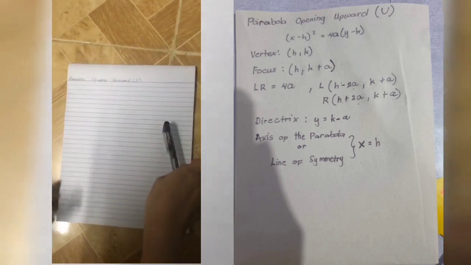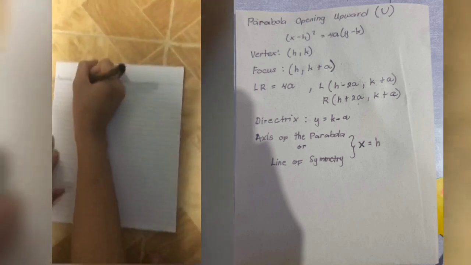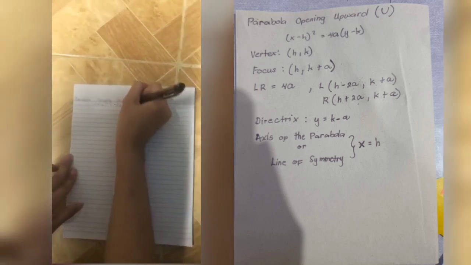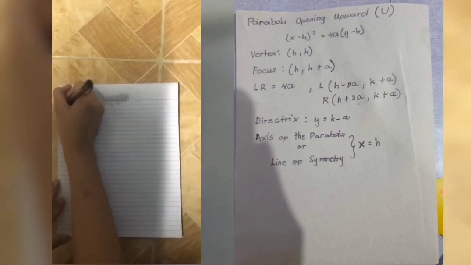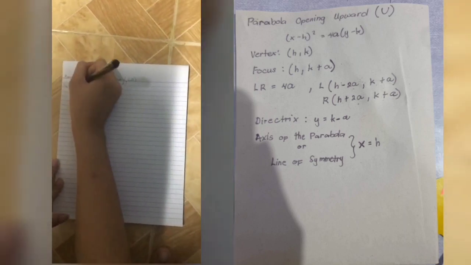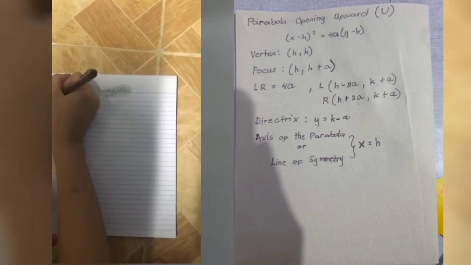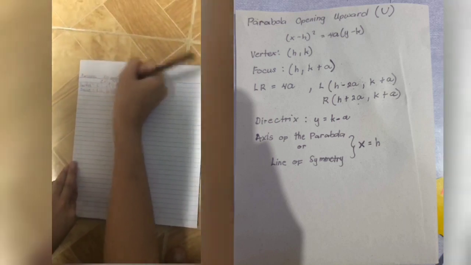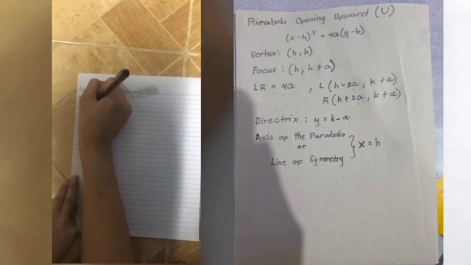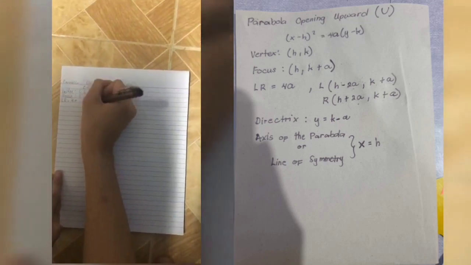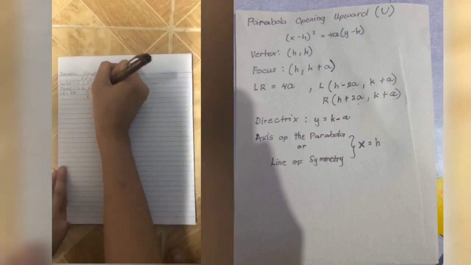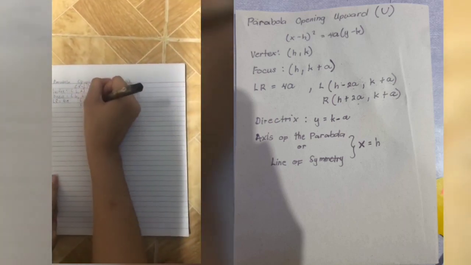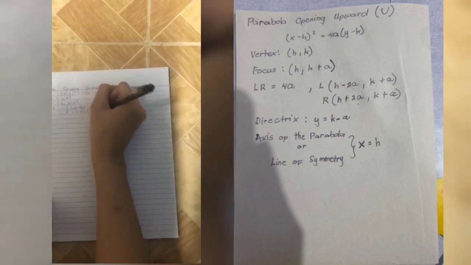For the parabola opening downward naman, (x minus h) squared equals negative 4a times (y minus k). For the vertex is (h, k). And the focus naman, (h, k minus a). For the LR is 4a. And for the L is (h minus 2a, k minus a). For the R naman is (h plus 2a, k minus a).